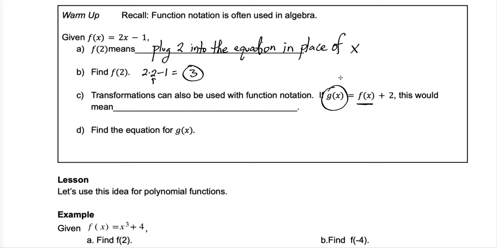g of x is what we're going to call the new equation, and we're going to take f of x and then add 2 onto it. Does anybody remember what the plus 2 at the end does, though? Like the transformation? That's what this is actually asking. Close, very close. That would be if it was inside the parentheses. Would it be down? Up 2. It means your equation would move up 2.